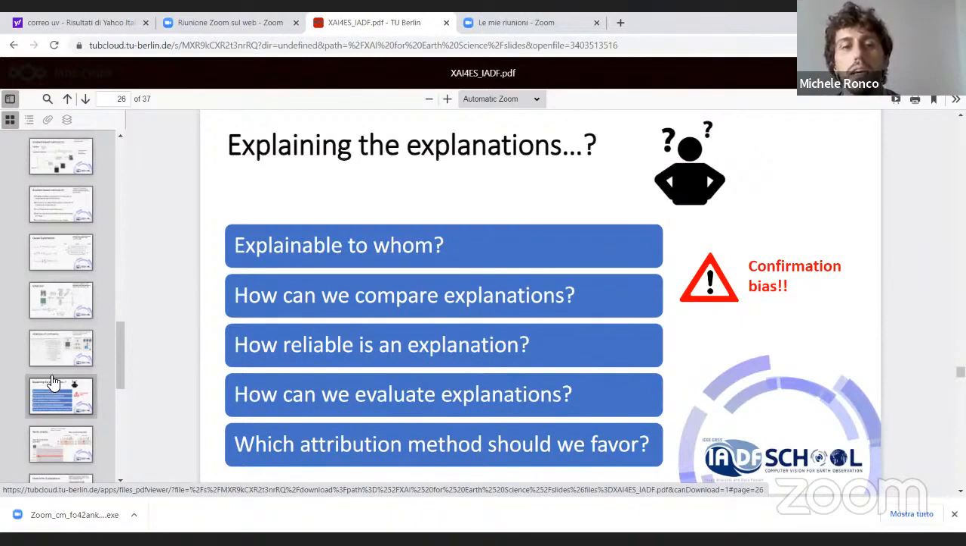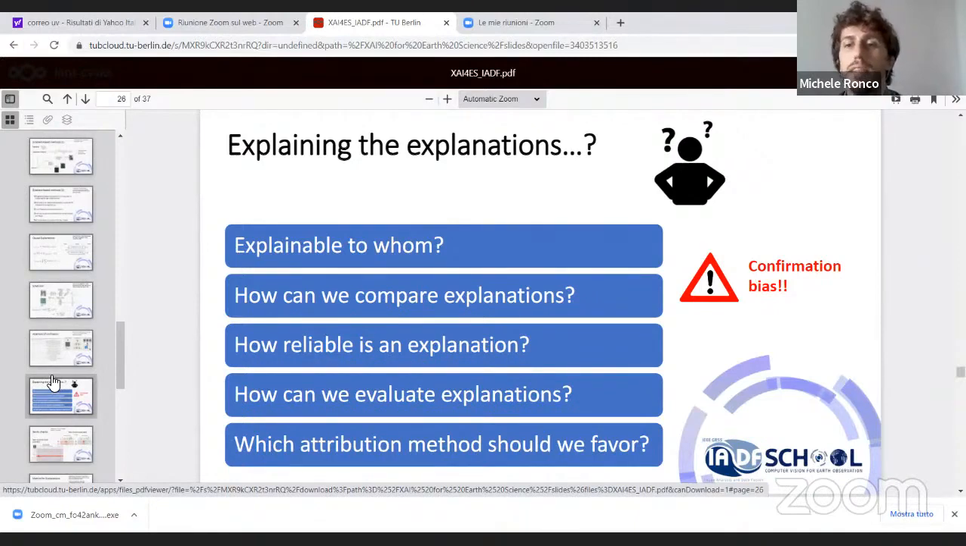The point is, what should these explanations ideally convey to us? They should give us some additional information and help us understand what the model has learned. And for sure, visualizing these saliency maps are very useful tools. But at the end, how can we be sure that an explanation is correct?